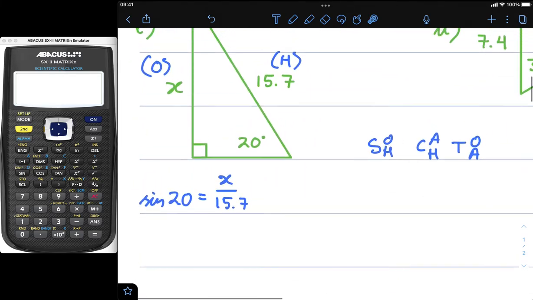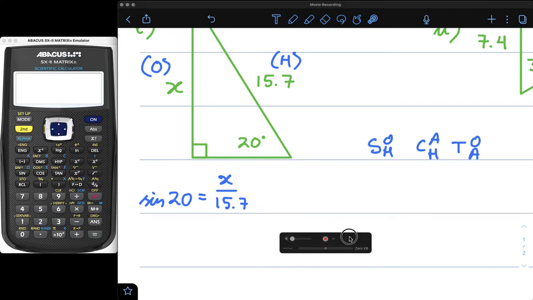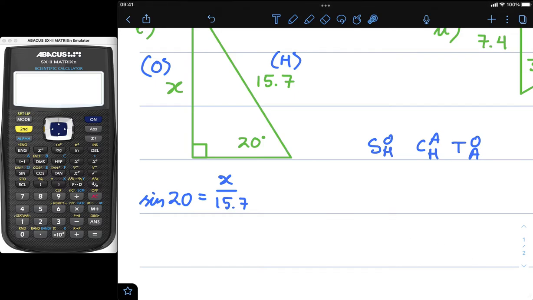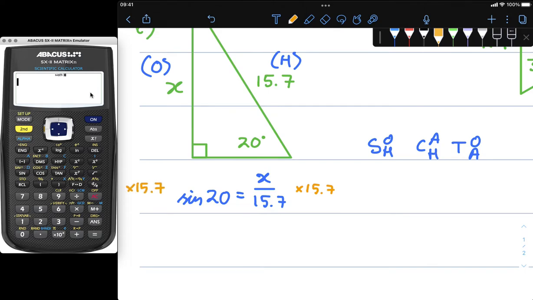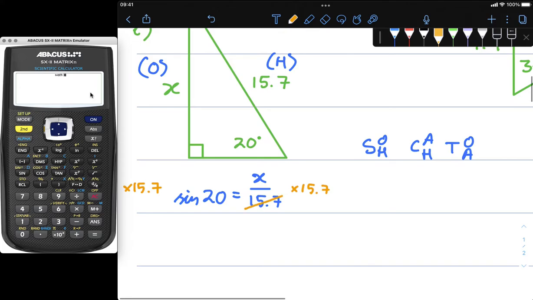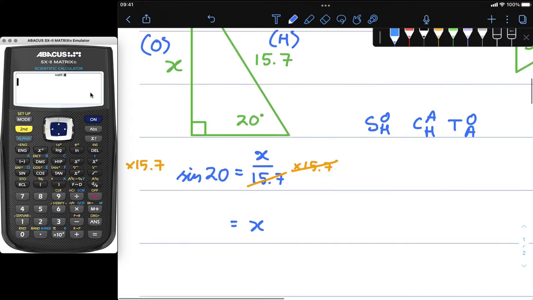We've figured out that it was sine, and we've placed it into the correct trig ratio. Now from here, we want to solve for x on its own, like we would with regular equations. I'm getting my calculator ready. I want to get rid of the division. Since it is x divided by 15.7, the opposite is multiplying both sides by 15.7. This causes these to cancel, leaving x on its own on the right hand side.